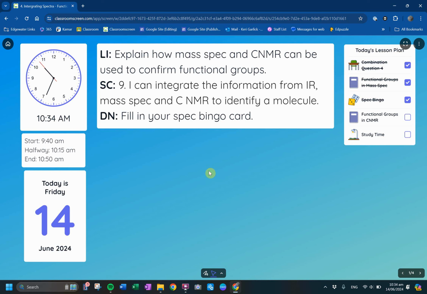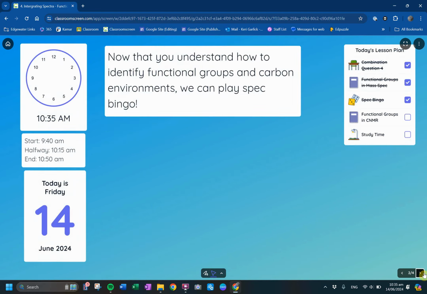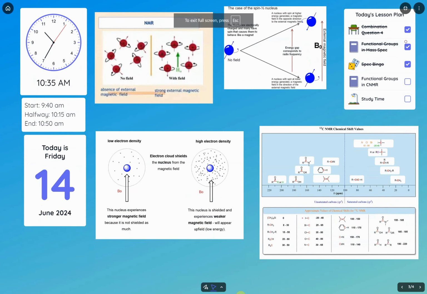Remember, if we are aiming for excellence, you need to be able to integrate your spectra together and use them to back yourself up, okay? So you should see the same information on multiple spectra. So, here is the CNMR stuff.